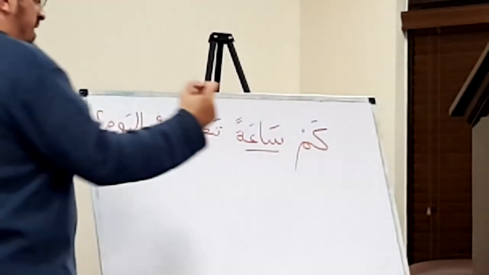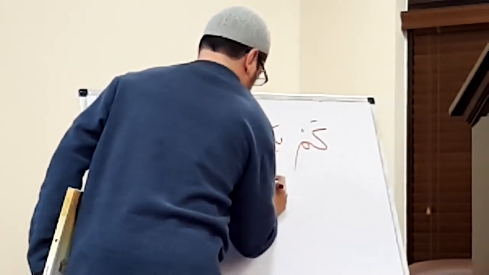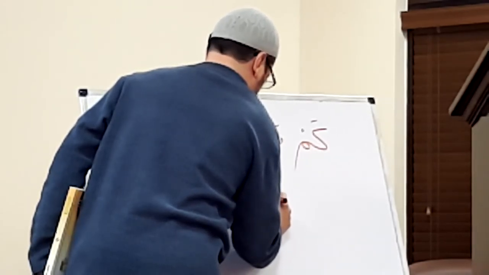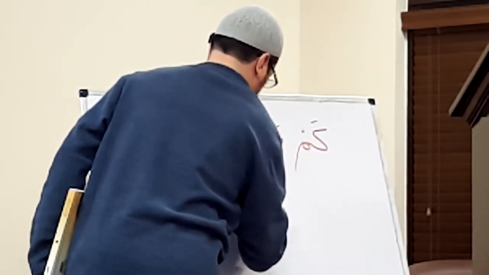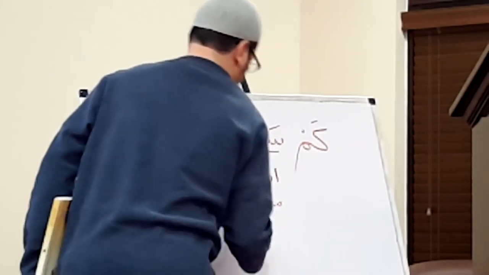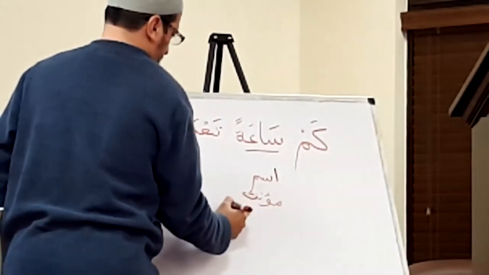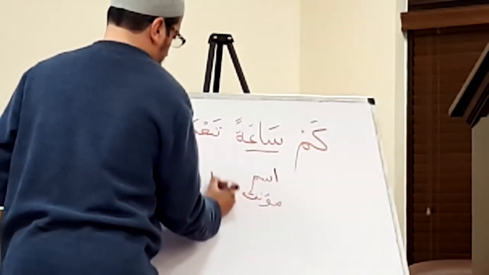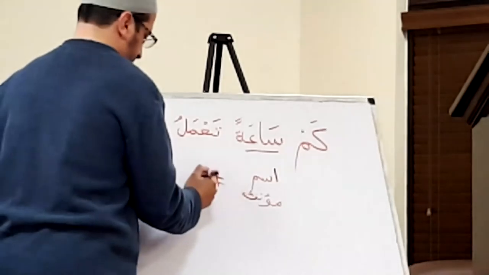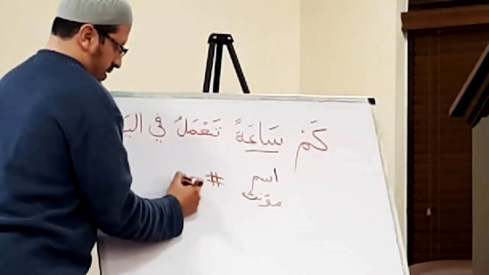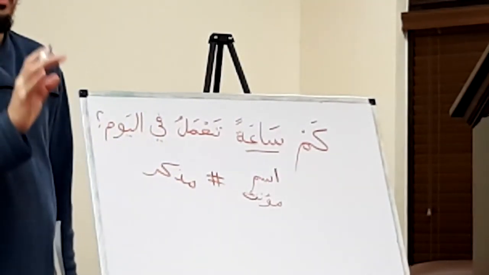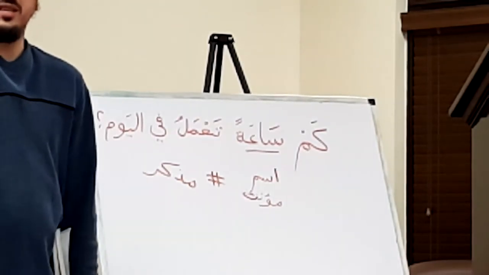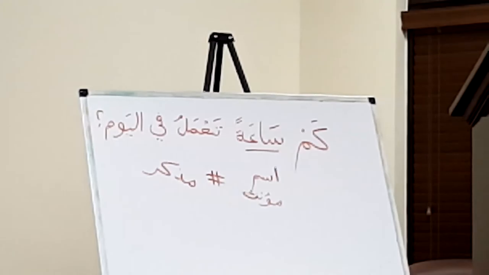Okay, so again, whenever the ism is mu'annath, the number, the raqam, so you can understand it better, is mudhakkar, masculine. The number that you're going to give is written in masculine form. Okay. We will explain now. You will see it now.